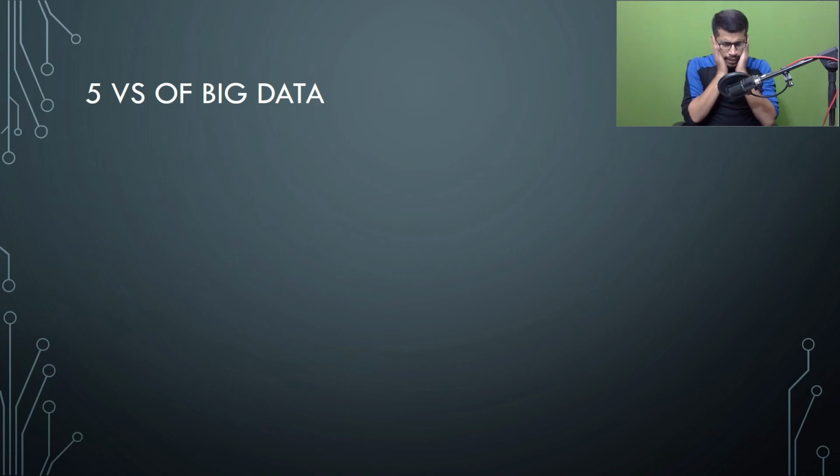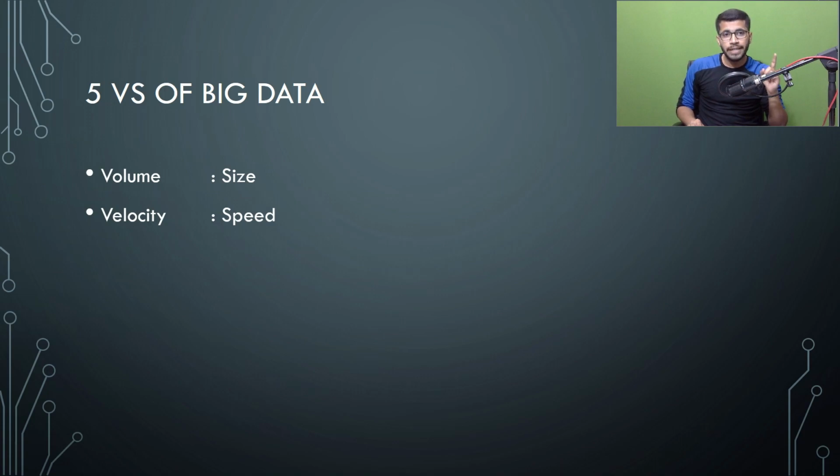Most of the times whenever we talk about big data, we only think about size. But size is not the only characteristic of big data. Of course, it is the most important characteristic of big data, that big data has huge volume, it has huge size. Of course, it is an important characteristic, but that's not the only characteristic. Big data might also have speed. Speed means velocity. So that's the second V, velocity.